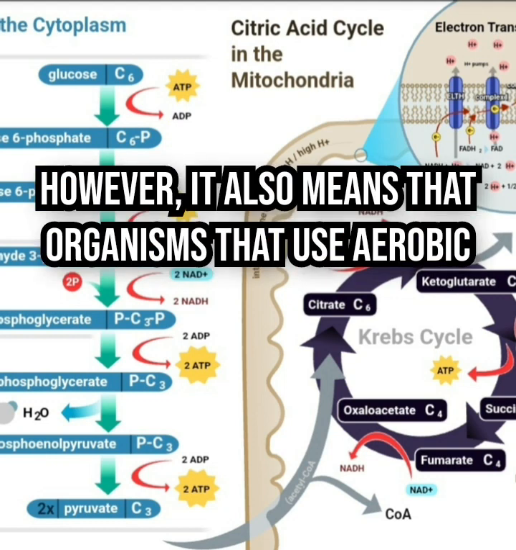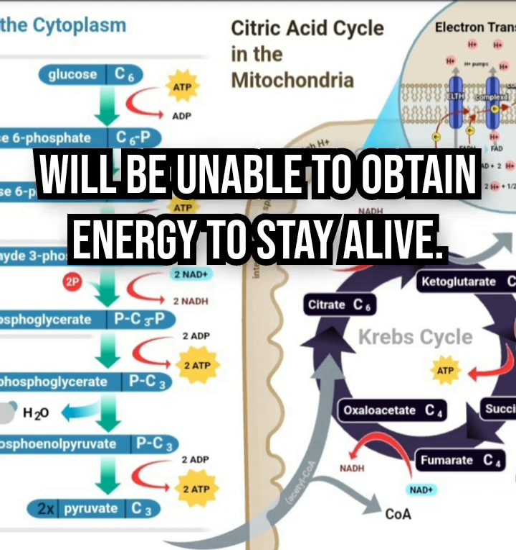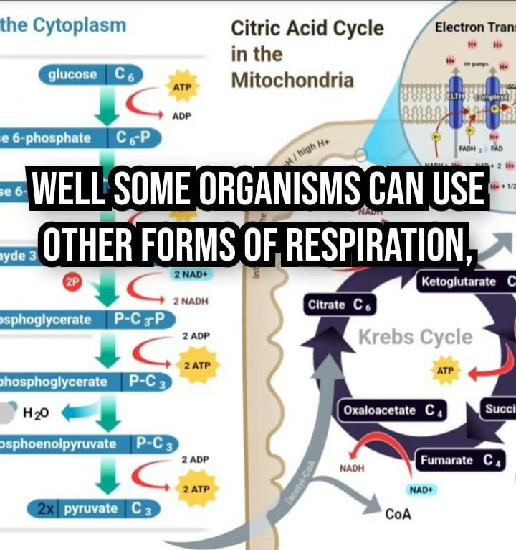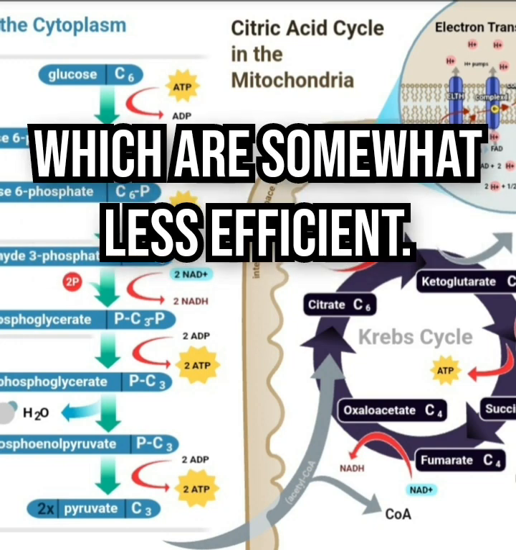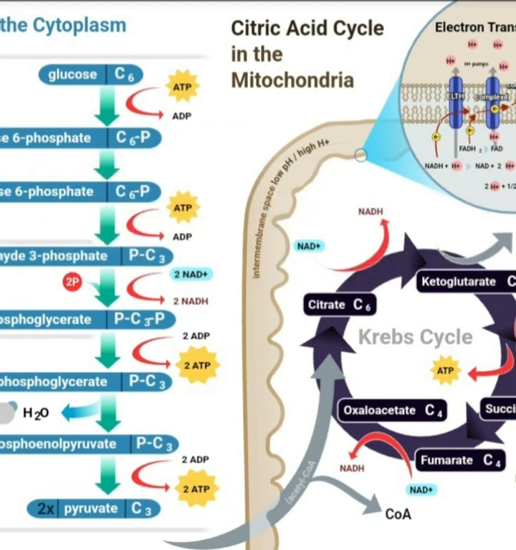However, it also means that organisms that use aerobic respiration require a constant supply of oxygen, or they will be unable to obtain energy to stay alive. What if there is no oxygen available? Well, some organisms can use other forms of respiration, which are somewhat less efficient. These are called anaerobic respiration or fermentation.